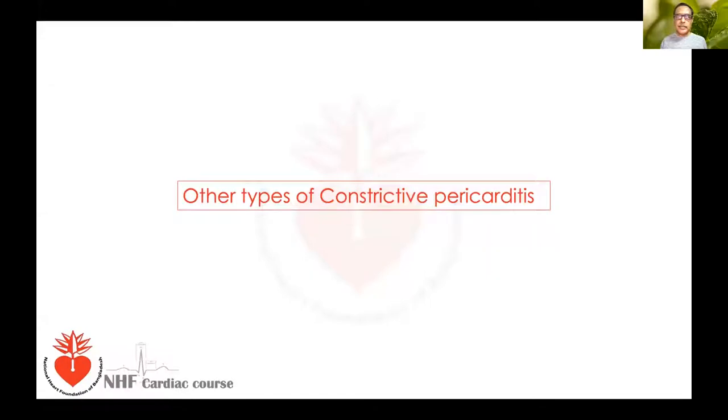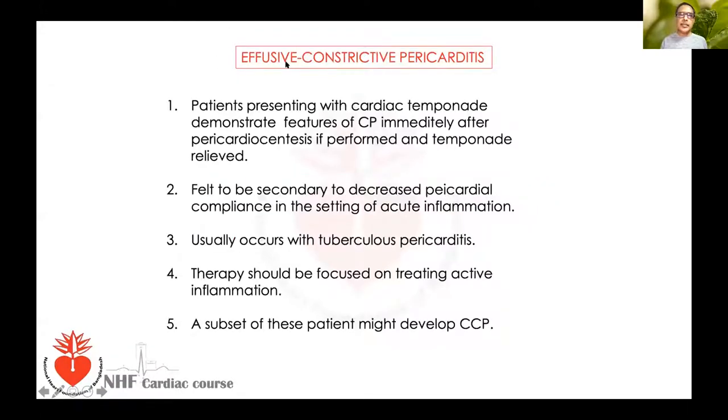So there are some other types of pericarditis I will go through very fast. There is one called effusive constrictive pericarditis. Actually, this patient comes with a pericardial tamponade. Once the tamponade is removed, they show features of constrictive pericarditis. It may be secondary to decreased pericardial compliance in the setting of acute inflammation, usually occurs with tubercular pericarditis, and therapy should be focused on treating active inflammation. So if inflammation is present, anti-inflammatory drugs are advised in these cases because it may respond to them.